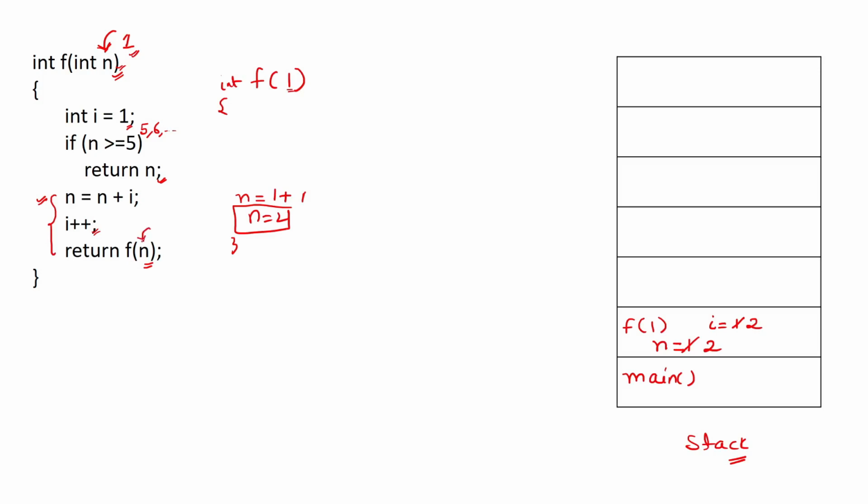With n, and n is updated. N is now 2, it is not 1. So f of 2 will be called. Or you can say from here f of 2 was called. So you can make another copy, f of 2, right?